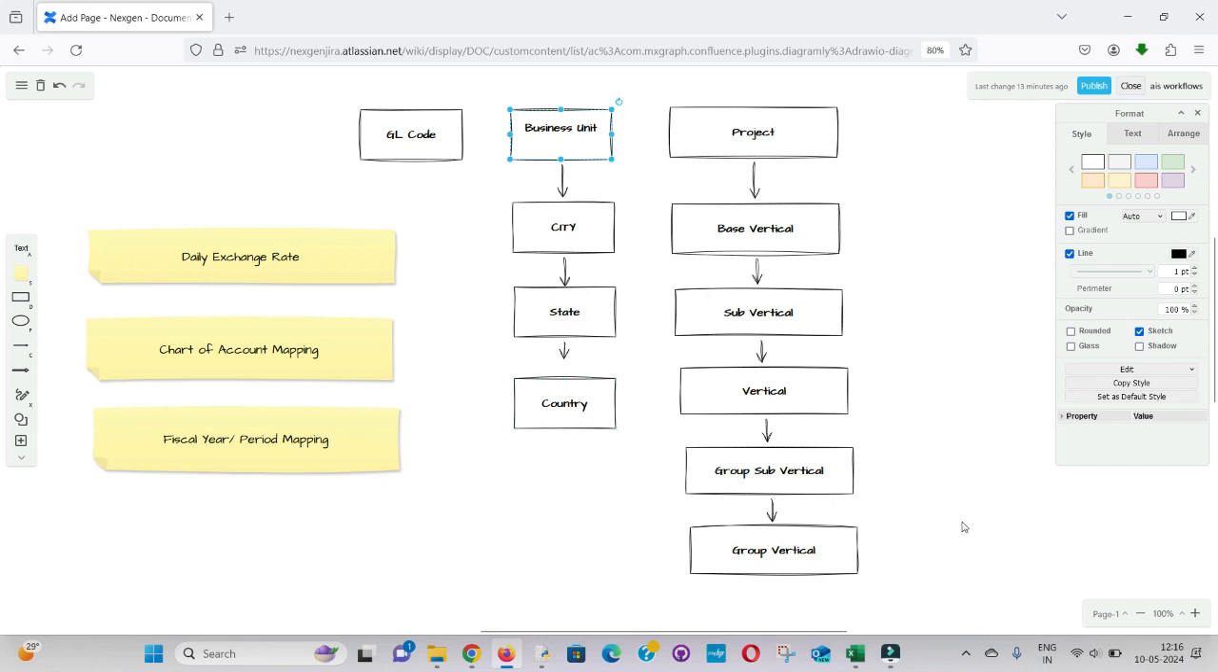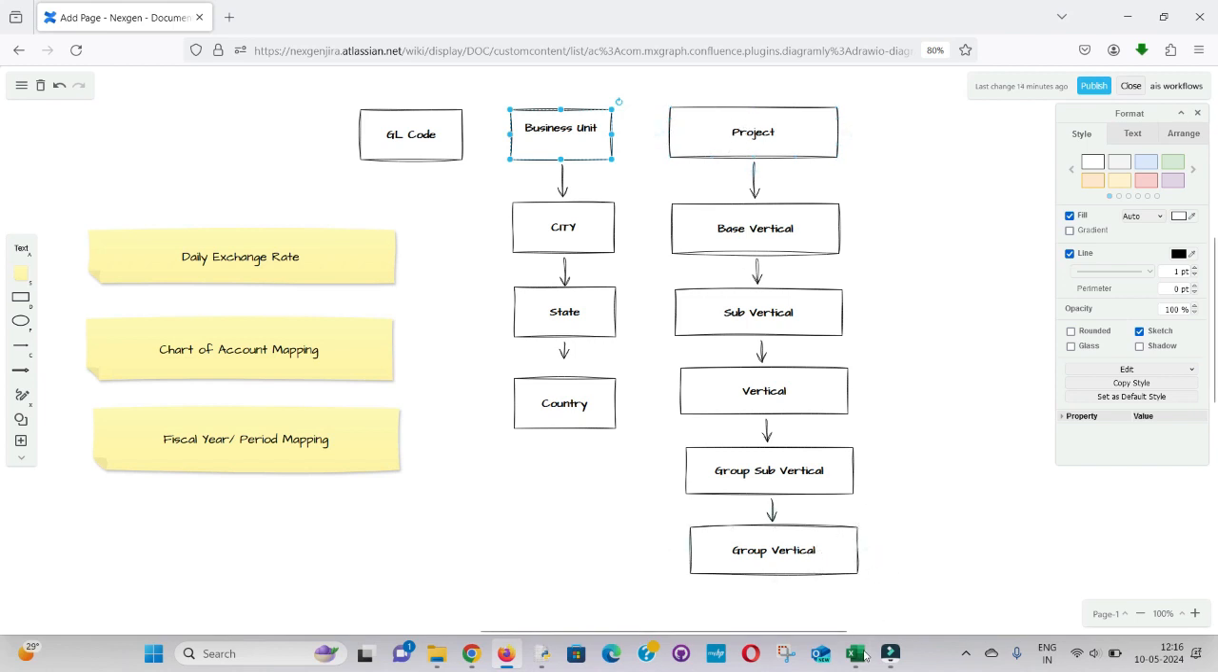Similarly, at the time of implementing AIS, you divide your business in this fashion. At the group level, group vertical is the highest hierarchy. Then group vertical, sub vertical, vertical, sub vertical, base vertical. Project is the lowest level where you find some costs as well as revenues.